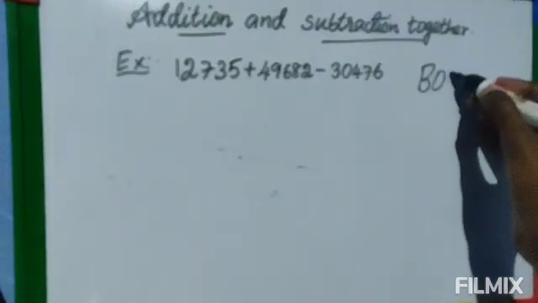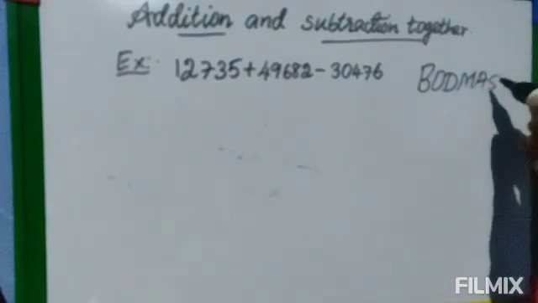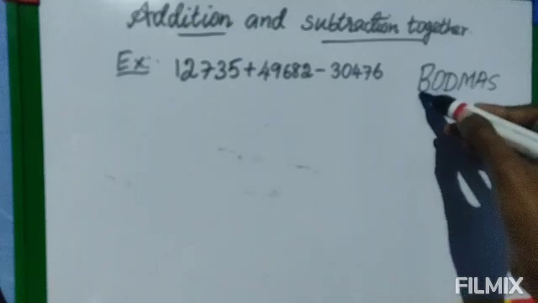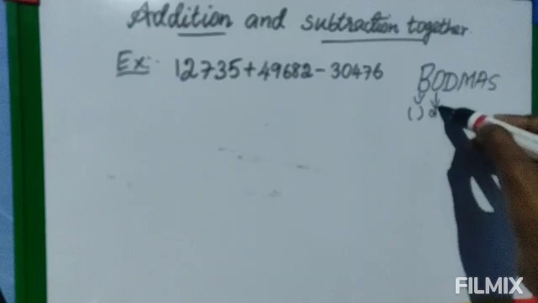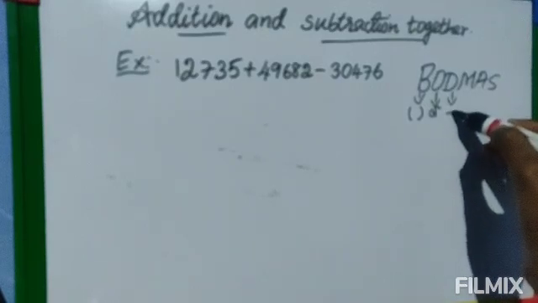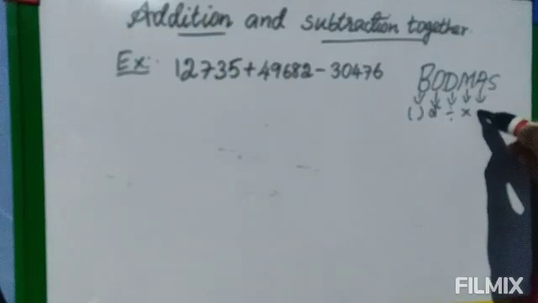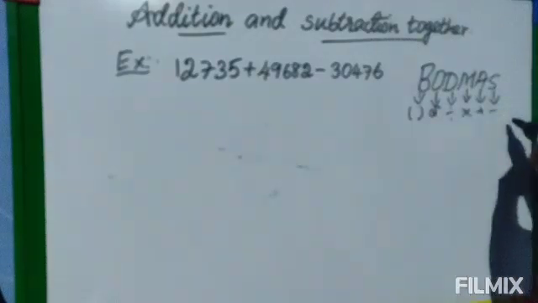This you will learn in higher classes afterwards. The rule is called BODMAS. B is for bracket, O is for of. This is called bracket, this is for of. Again this is divide, this is multiply, this is addition, and this is subtraction. So this is the order you have to follow.